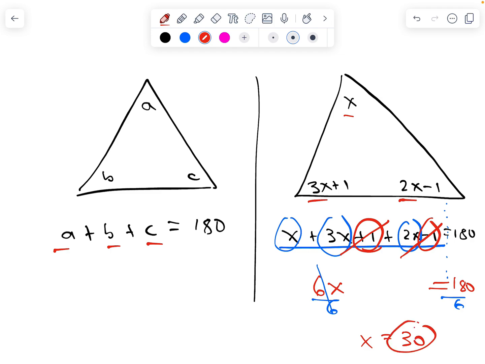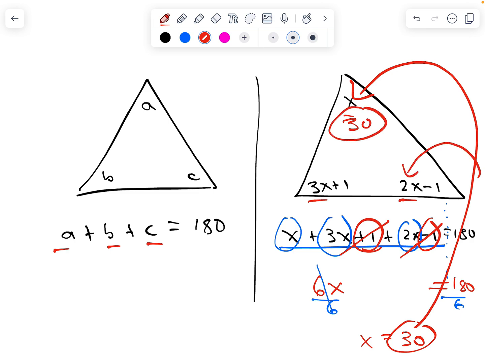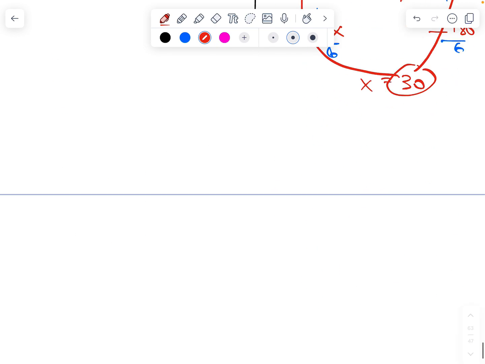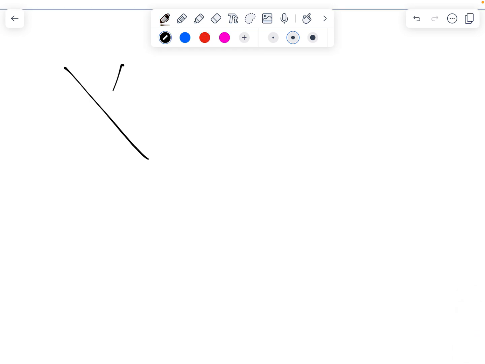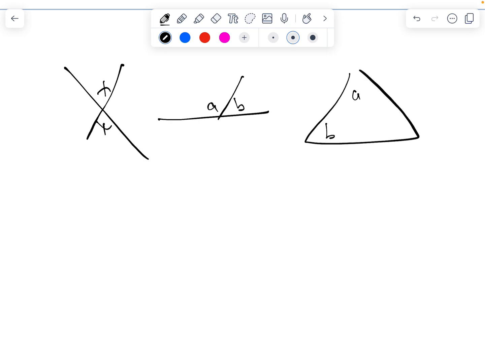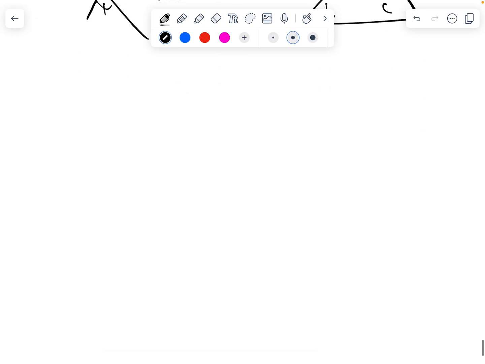Now it's always a good idea to plug this in and see what we get. This turns that into 30. If we plug it in here, this is going to be 30 times 2 is 60, minus 1 is 59. And if we plug 30 in here, 30 times 3 is 90, plus 1 is 91. And if we add all three of those red angles together, we should get 180. Okay, so again, just a little review. We've had these guys, vertical angles are equal to each other. These guys, A and B, add up to 180, and these guys, A, B, and C, also add up to 180.